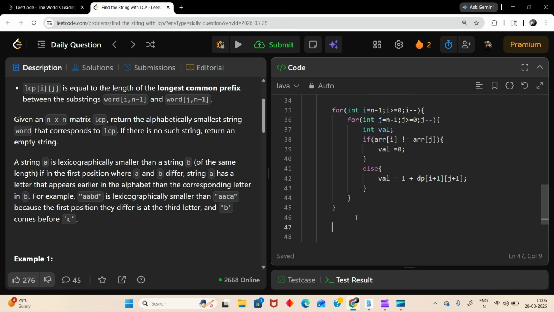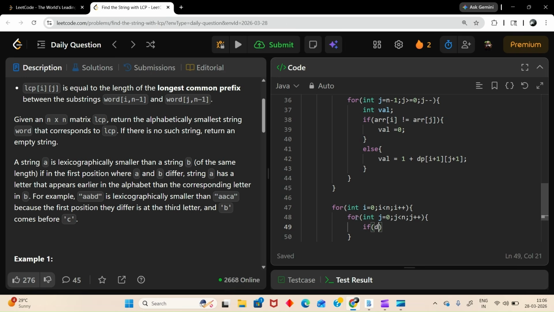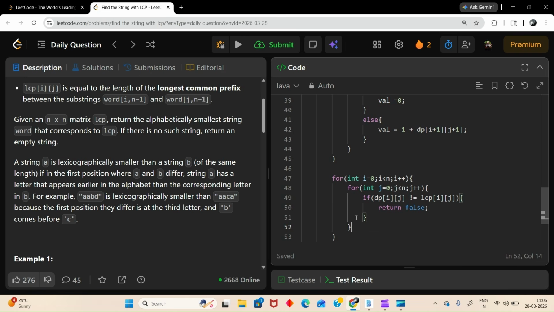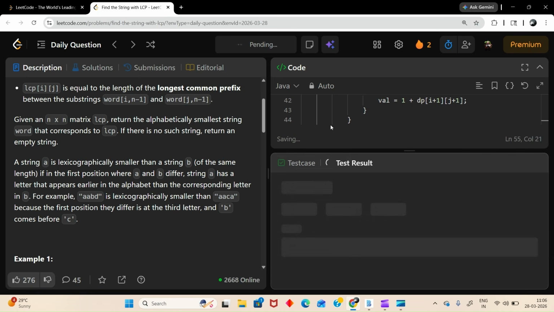So we have this, now we have to validate. So int i is equal to 0, i less than n, i plus plus, for int j is equal to 0, j less than n, j plus plus. If my dp of i j is not equal to LCP of i j, then we have to return an empty string, else we have to return true. Yes, now let's run this. So what we did is we are first calculating this.